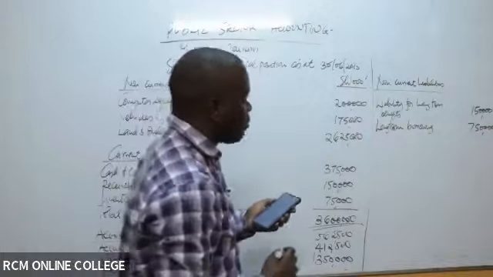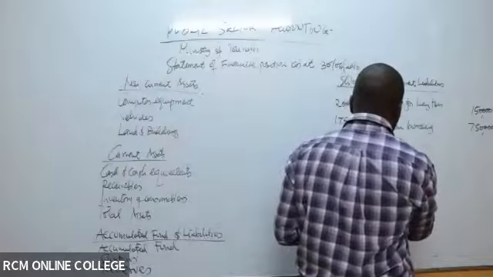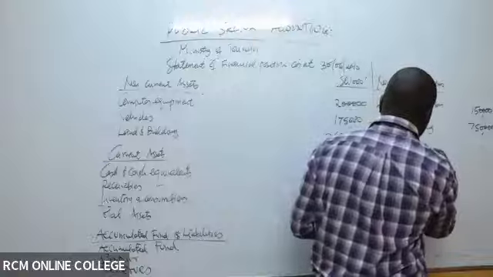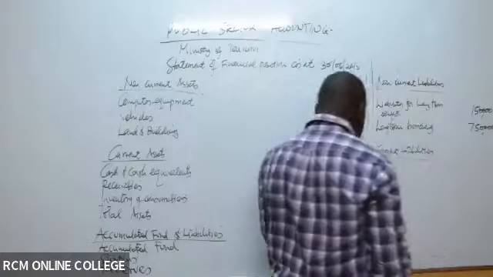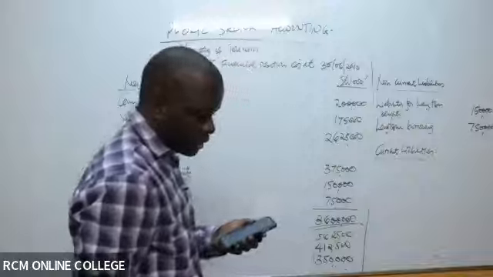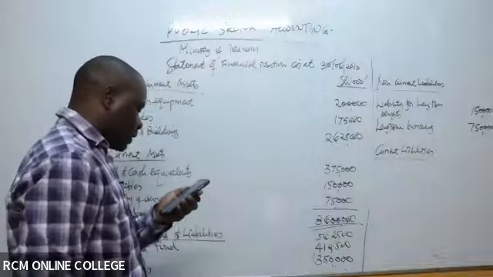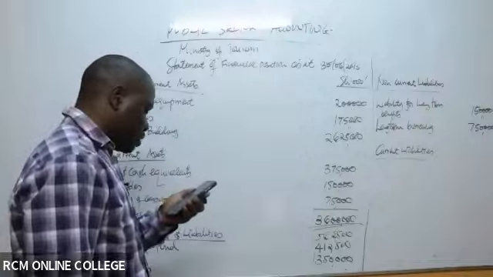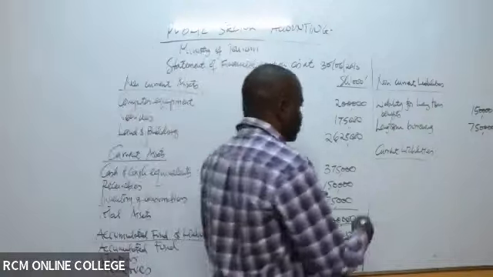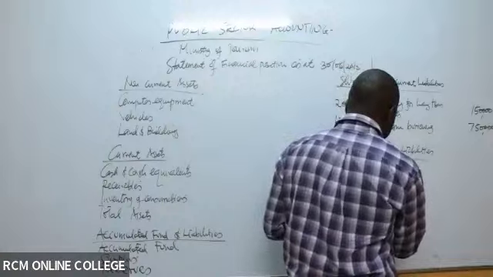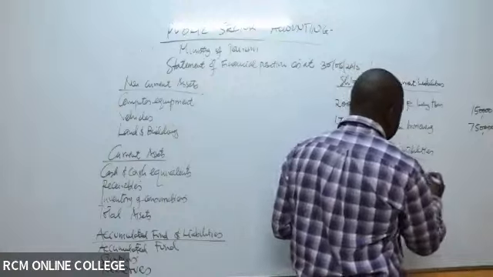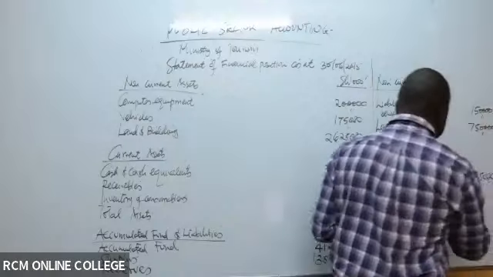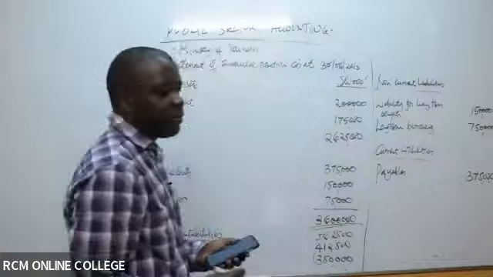Then in this case, now we have current liabilities. Which current liability do we have? I think we have only payables, which was 375,000. So in an exam scenario, make sure you've been able to utilize all the information.